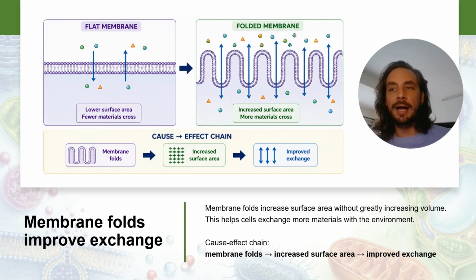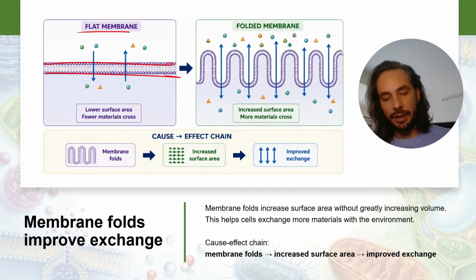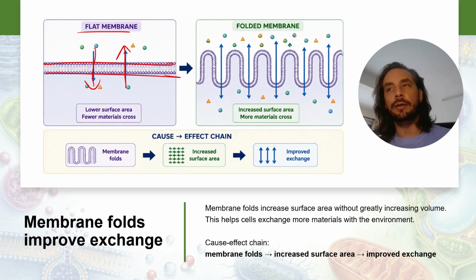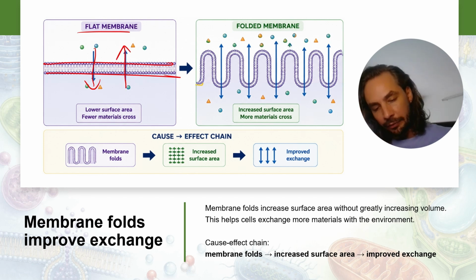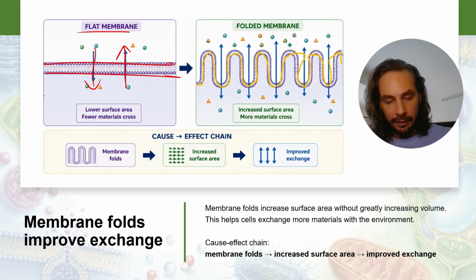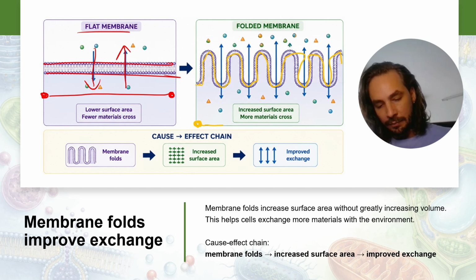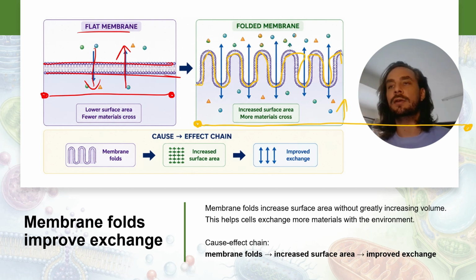For example, if I have a flat membrane, this is the only surface area where materials can go in and go out. But if I have a folded membrane, the membrane folds in on itself, meaning it increases the surface area. If I just stretched the flat one out, that is its length, but if I stretch the folded membrane out, it will be much, much longer. It has a higher surface area.